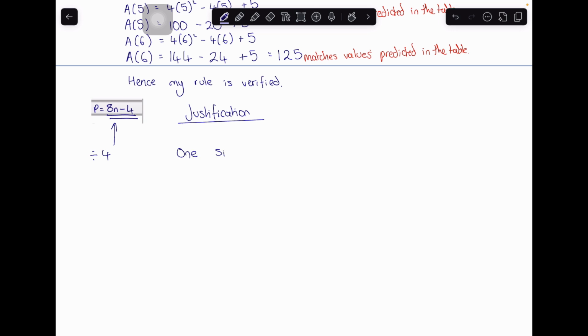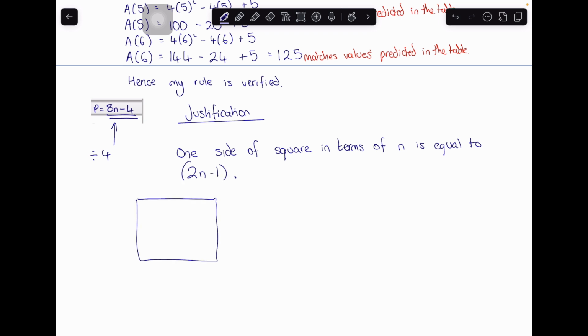Okay, so divide this by 4. So one side of the square in terms of n is equal to 2n minus 1. Okay, so if I think about a square here, okay, I've got 2n minus 1, 2n minus 1. So to find the area, I would multiply those two together. So 2n minus 1 times 2n minus 1.